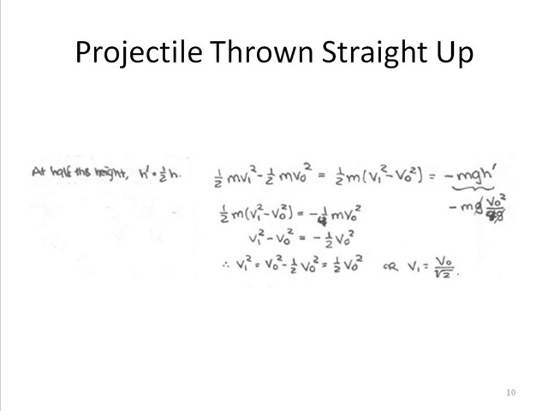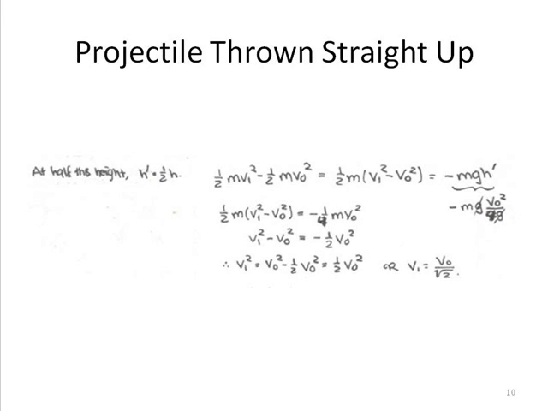In order to solve this, let's eliminate the extraneous quantities of a half m. Let's get rid of that. Then we're just left with v1 squared minus v0 squared equals minus a half v0 squared. This is easy to rearrange and solve for v1, and we see the interesting result that v1 is equal to v0 over the square root of 2.